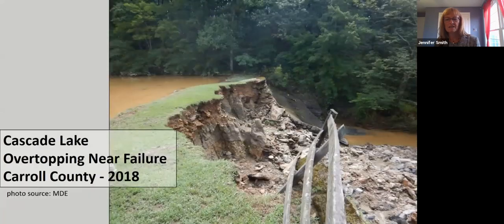And we cannot forget Cascade Lake in Carroll County. This 100-year-old dam overtopped in July 2018 after a heavy rainfall event. And while trying to stabilize the dam and lower the lake levels, the dam nearly overtopped a week later after another heavy rainfall event. Carroll County spent tens of thousands of dollars to pump the lake over a 2-week period in order to lower the water level so dam removal could proceed safely.